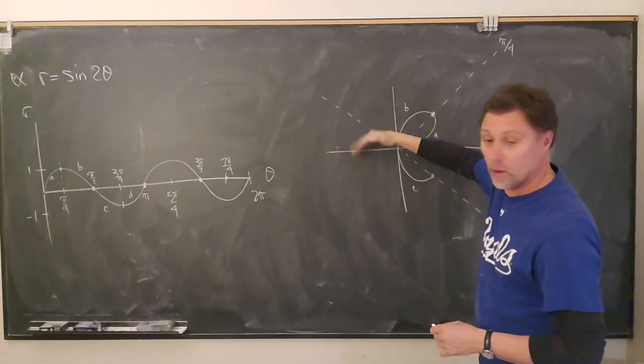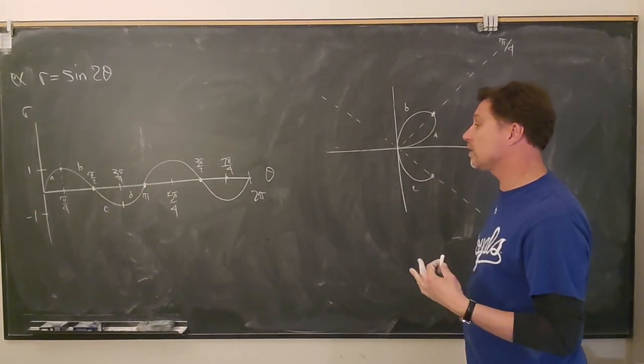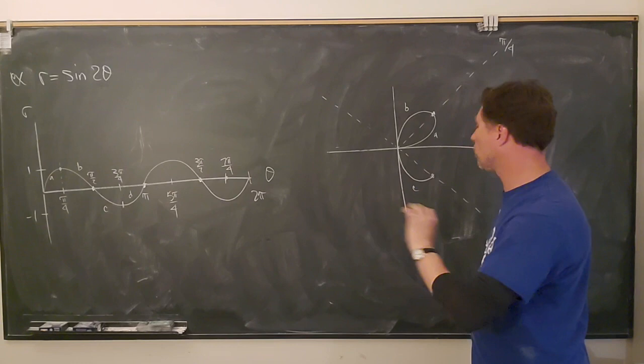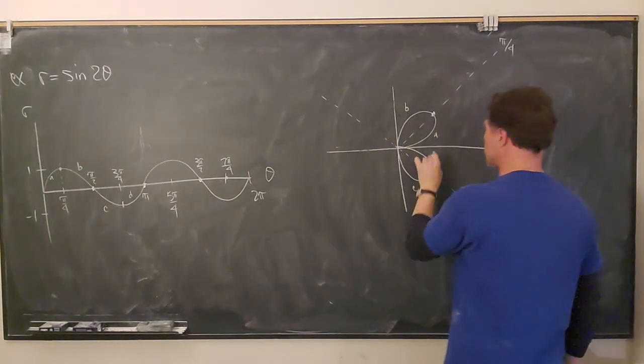And then we continue, so let's label this part D, from 3 pi over 4 to pi, so that's sweeping out the second portion of the second quadrant. The radius is still negative, right? It's going from minus 1 back to 0. So I'm going to finish it off like that. There's part D.